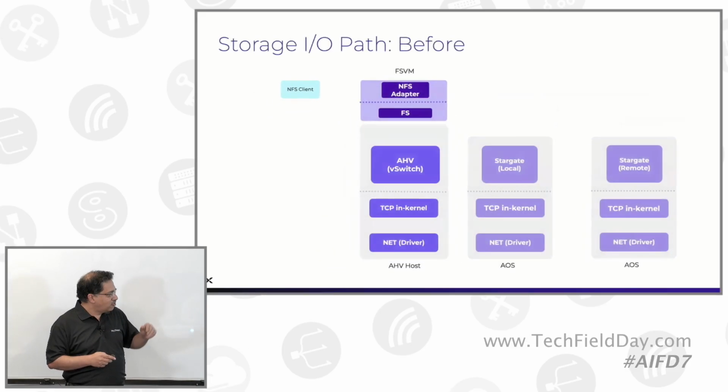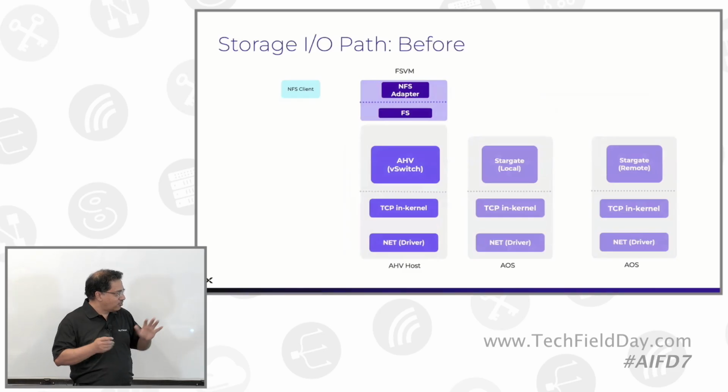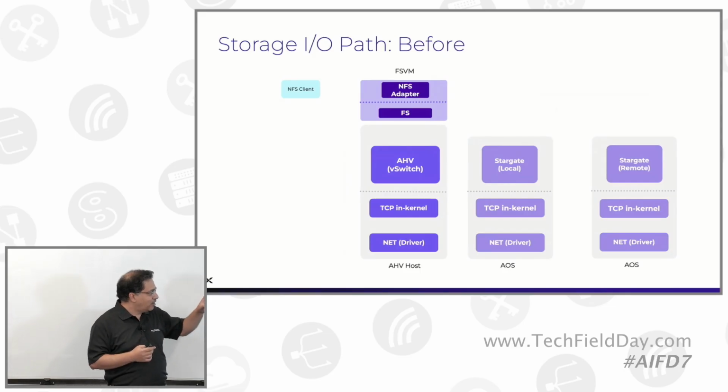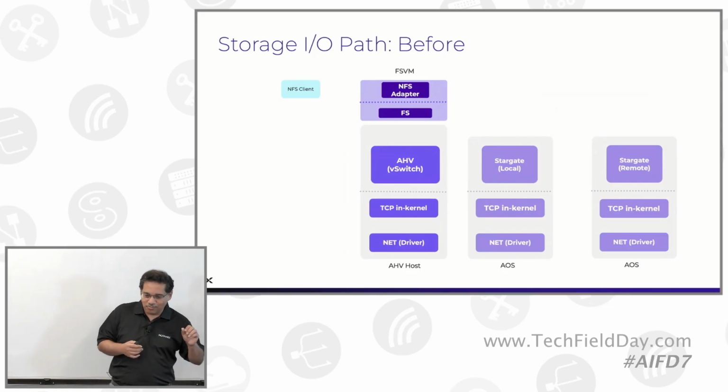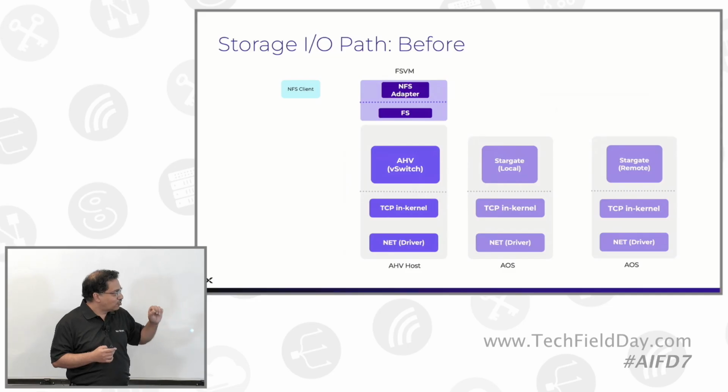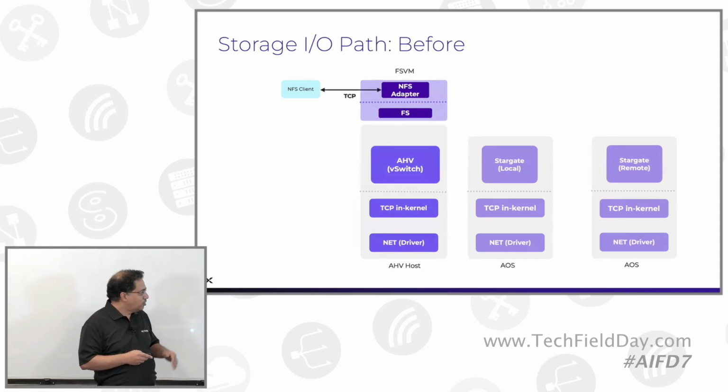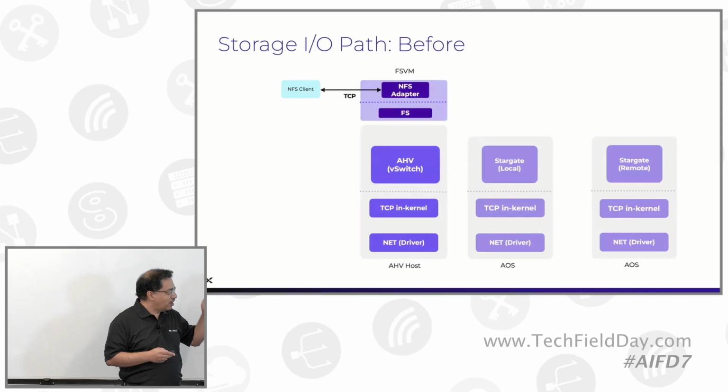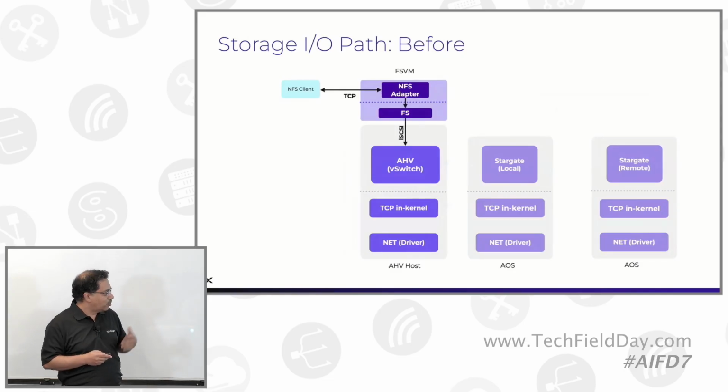Right, so let's look at what our architecture looks like, or how we've built our platform in the past. There is an NFS client that accesses a service endpoint that we call Files, which is part of our unified storage. There is an NFS adapter that runs within Files, and there's a file system that it talks to. When a request comes in from an NFS client, it's typically TCP.